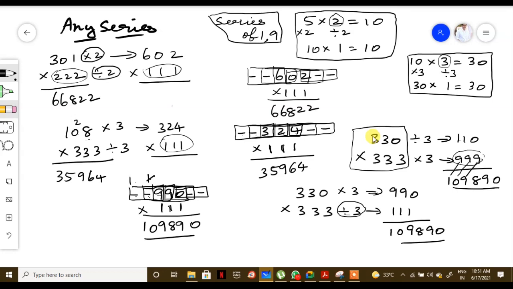So we have studied what a series of 1 is. We have studied what a series of 9 is. With any series, we can get the same value by changing it into the series of 1 and 9. So we have finished class 2.